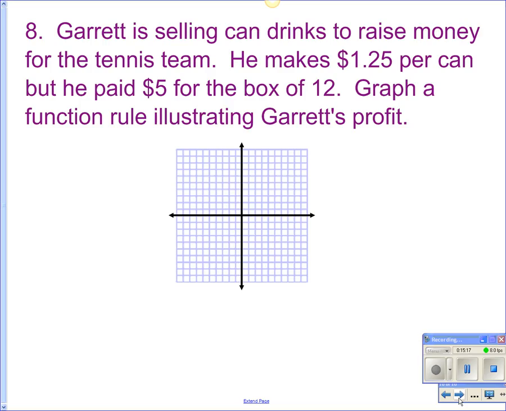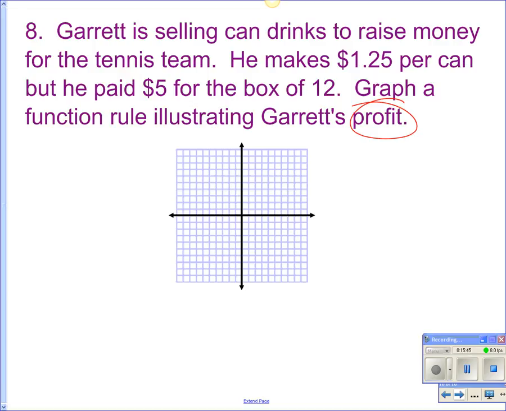All right. Garrett is selling canned drinks to raise money for the tennis team. He makes $1.25 per can, but he paid $5 for the box of 12. Graph a function rule illustrating Garrett's profit. Dylan, what word do I want you to circle? Profit. So I want you to circle profit. Bishop, what is profit? Yep, it's the money you make.